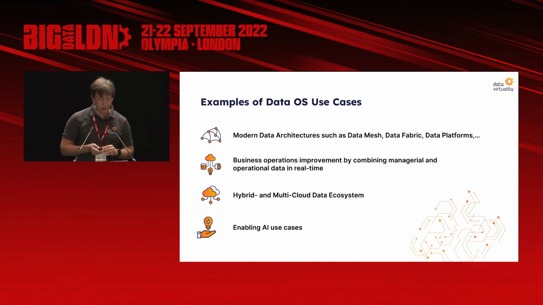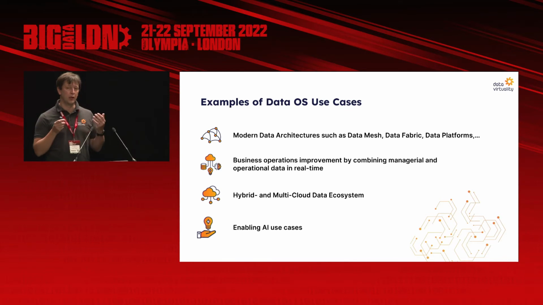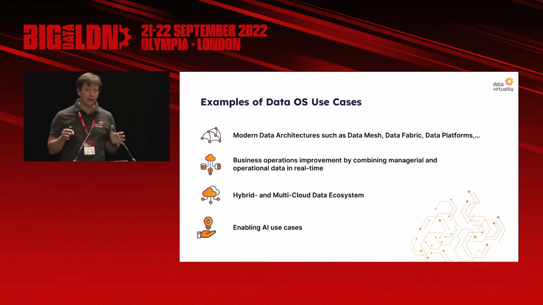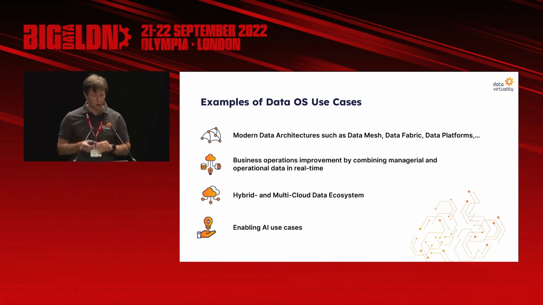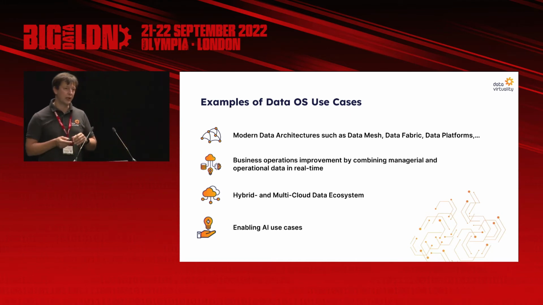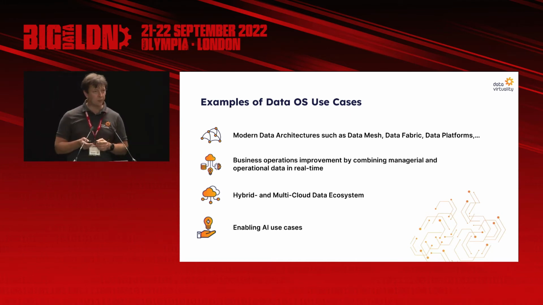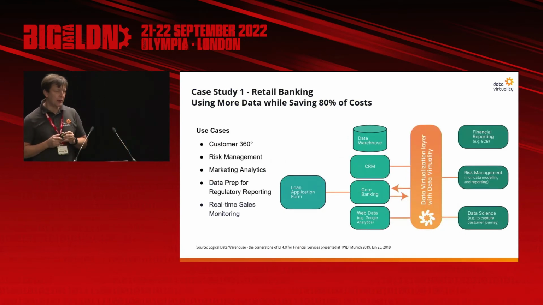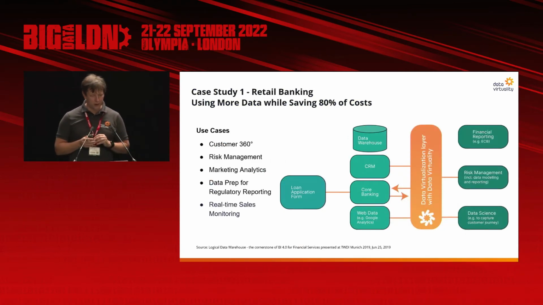I will be talking about some use cases later on. This is also something which you can use to create a hybrid or multi-cloud data ecosystem, because this virtual layer can help you span different clouds or also span your on-premise and your cloud systems. And it also can help your data people, for example, data scientists, get easier access to the data from all the different systems. So let's look at some case studies.